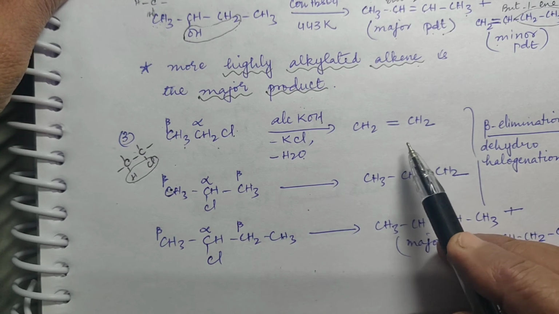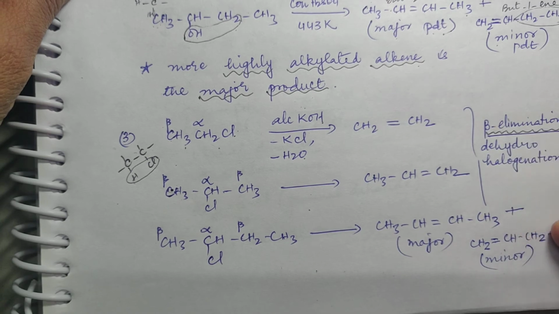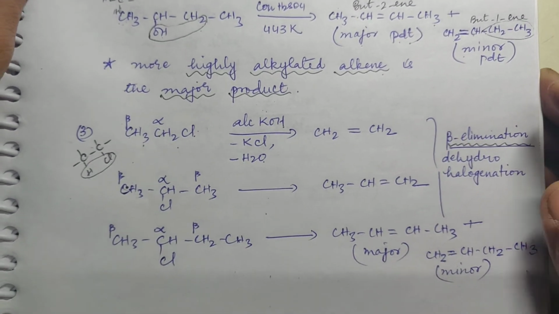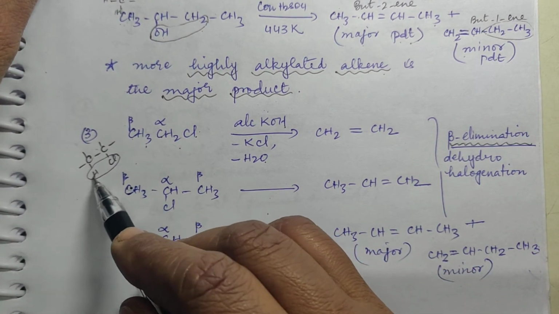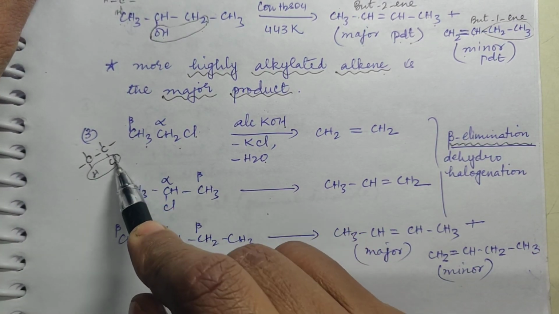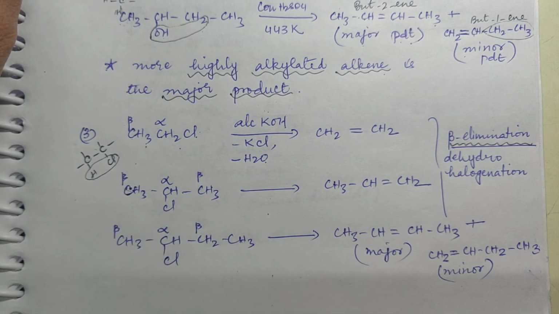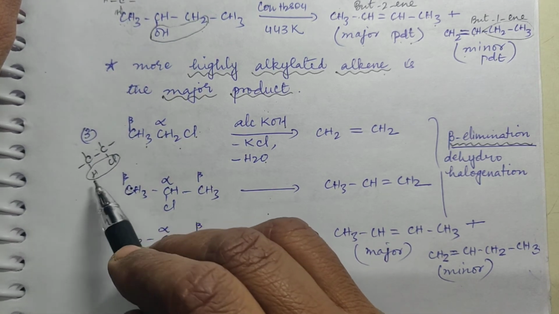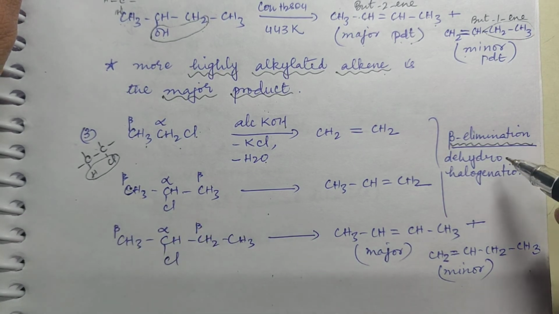Now this reaction is also called beta elimination. What is beta elimination? That is, hydrogen from the beta carbon is lost along with the halogen. That is why it is called beta elimination. Hydrogen from the beta carbon is eliminated. Okay, that is called beta elimination.